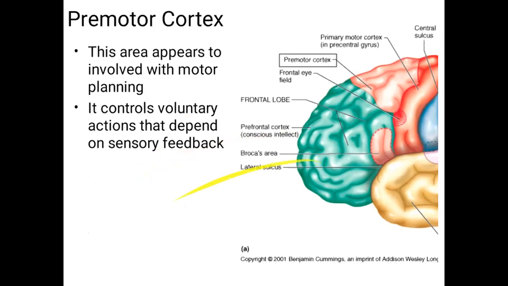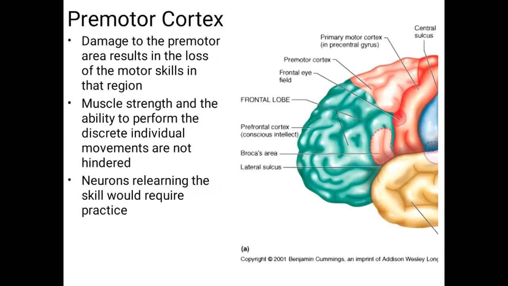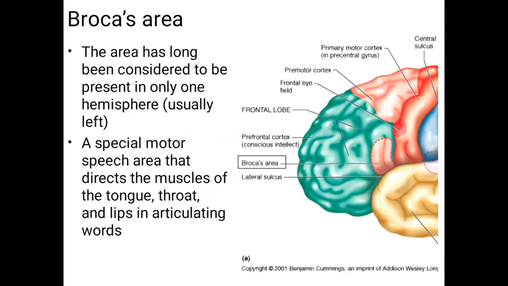Damage to the premotor area results in loss of motor skill, and relearning the skill would require practice. Then this is what you call Broca's area. Even Broca's area is also part of the motor cortex. This is a speech area.